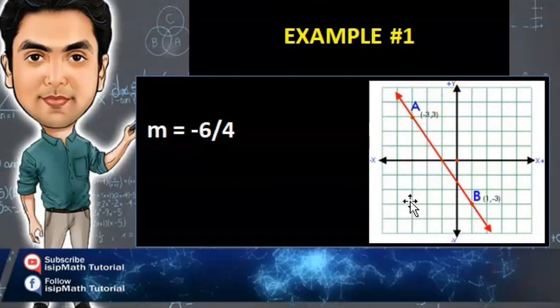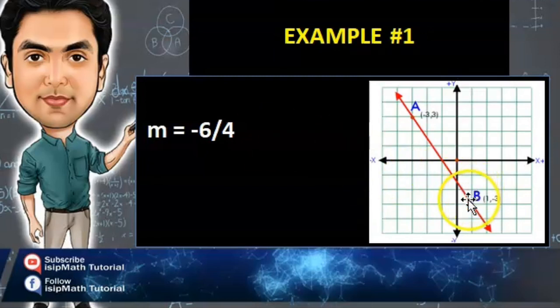Then run. Galing dito, papunta naman dito. Okay, so count po tayo. 1, 2, 3, 4. Since papunta tayo sa right, therefore, positive yung value po natin. Therefore, our run is positive 4. So our slope is negative 6 over 4.